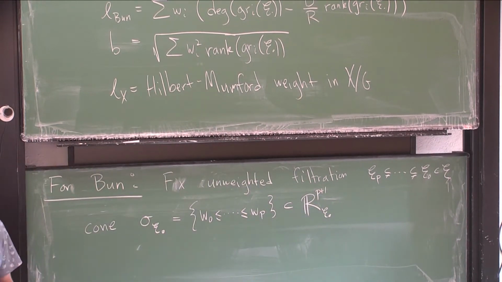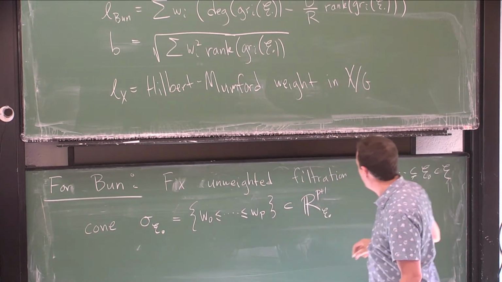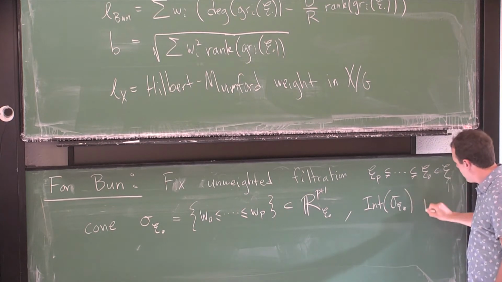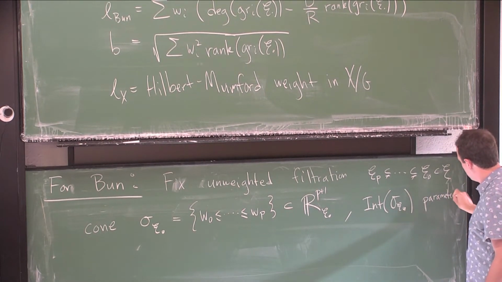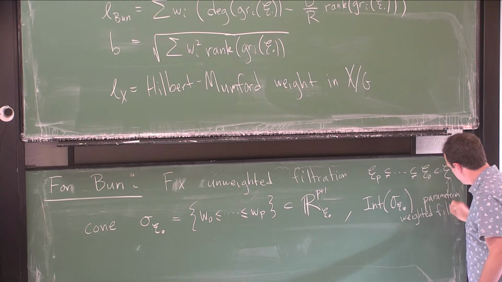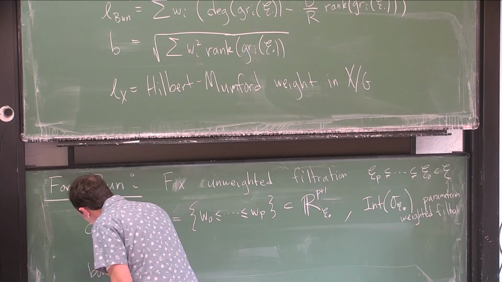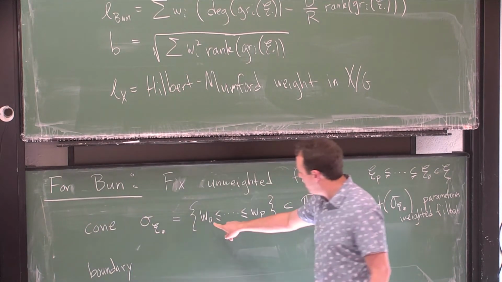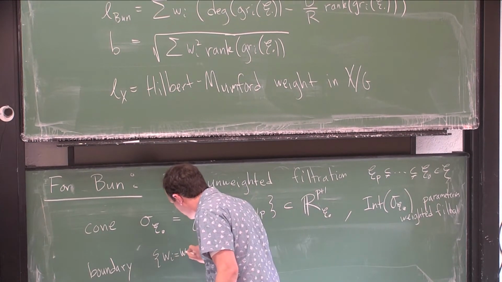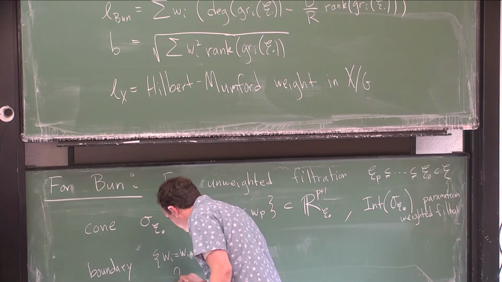And so I should say, actually, if these are really where the thing is jumping, there's a strict inequality there. So the interior of this cone parameterizes weighted filtrations. And the boundary of this cone, well, that's the locus where w_i is equal to w_{i+1} inside of sigma E.